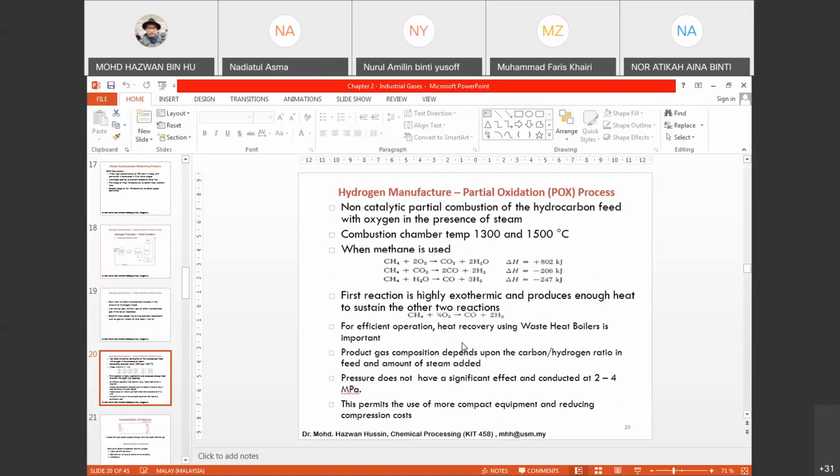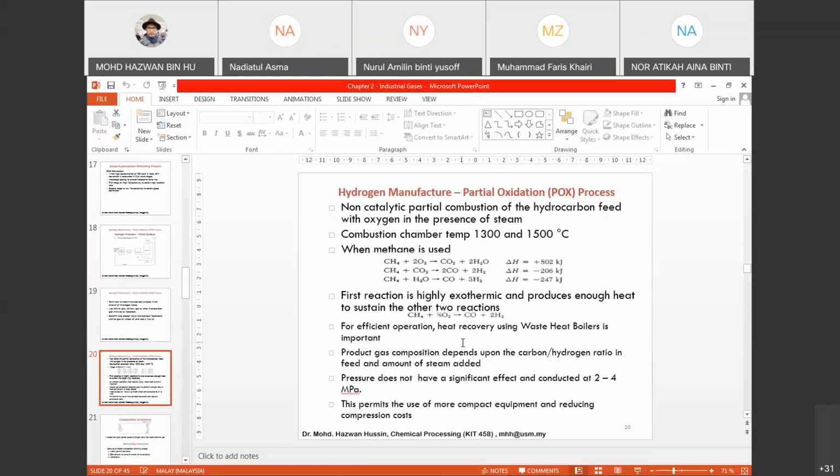Partial oxidation is also known for its non-catalytic partial combustion of the hydrocarbon feed with oxygen in the presence of steam. So the idea, as I mentioned to you, is that the hydrocarbon will be reacted with oxygen, combusted, burned, and after that the CO2 produced will be reacted with water. This produces carbon monoxide and also hydrogen gas. The combustion chamber temperature is around 1300 to 1500 degrees C. The example used is methane. Methane is very simple in structure, but it's just an example.